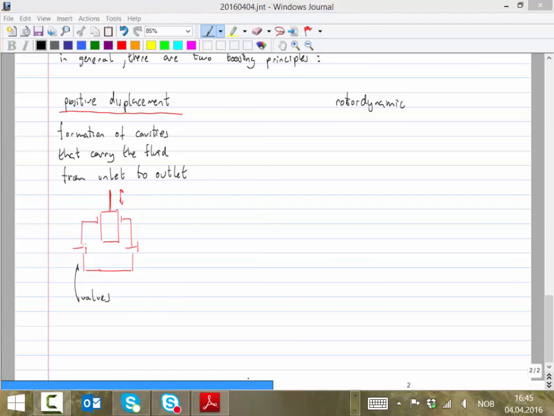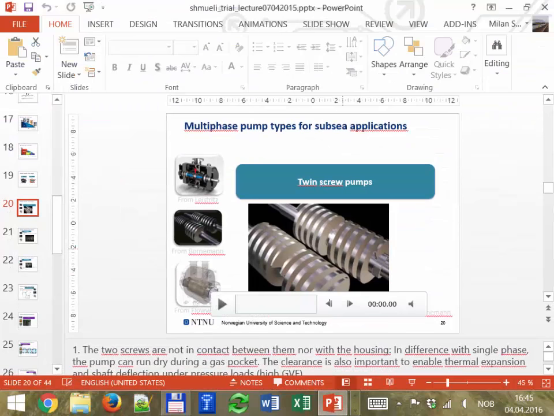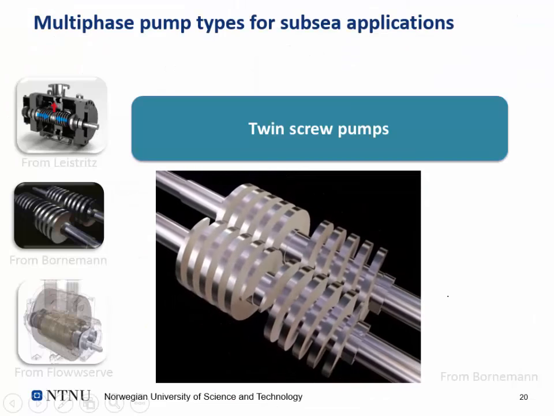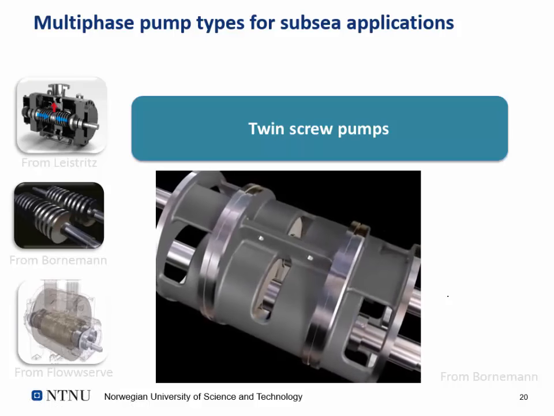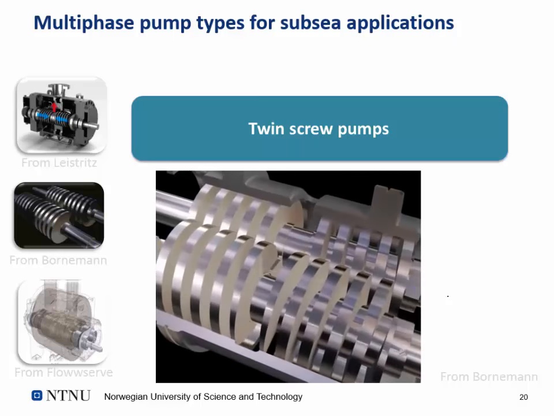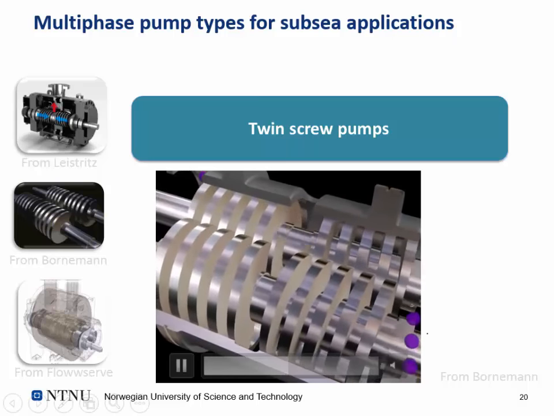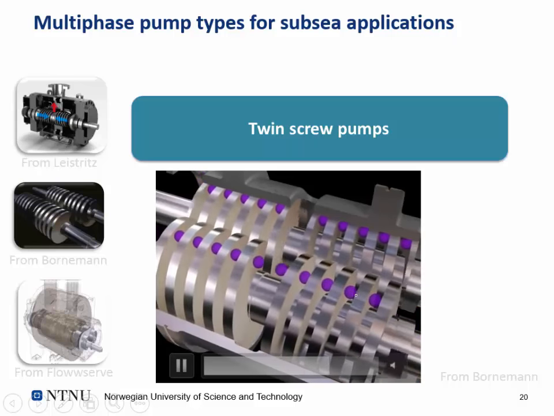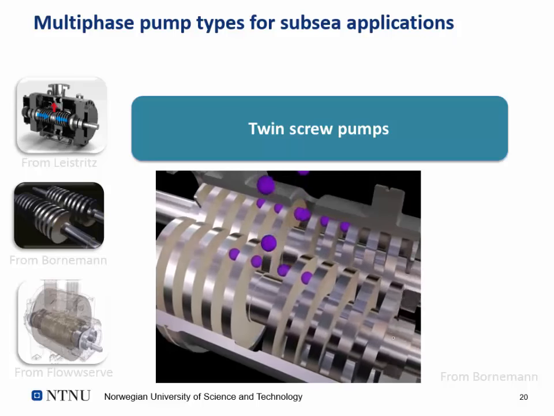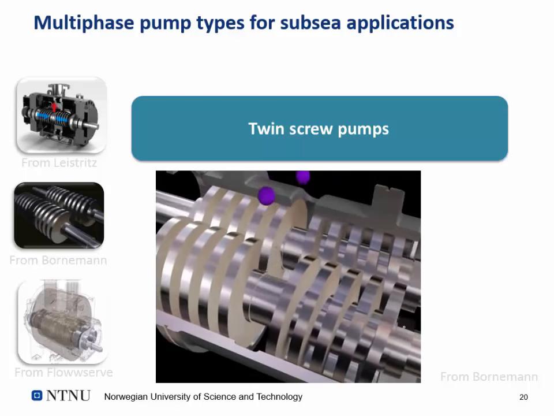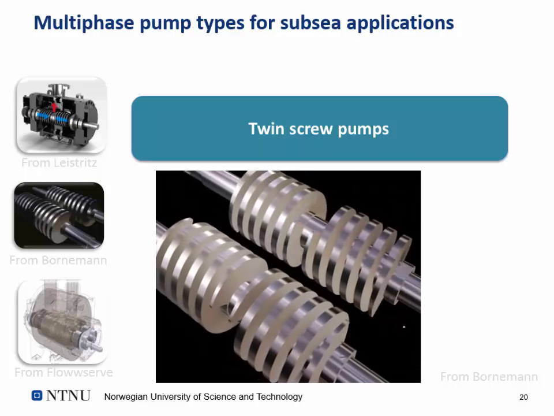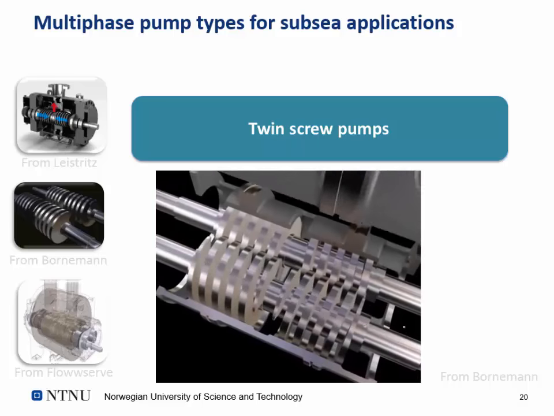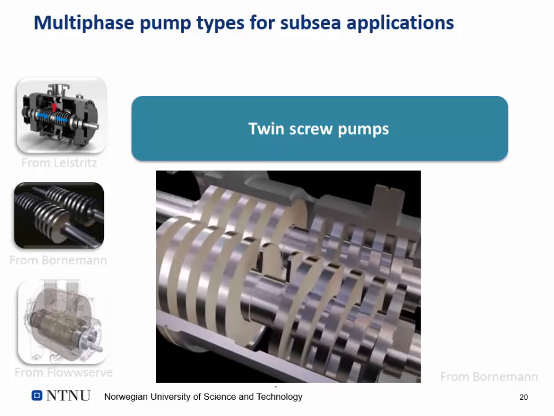Let's go straight to this video. There are two screws rotating in opposite directions, and the fluid, represented here by these violet balls, goes from the sides, commingling to the front and going up. You see the formation of a cavity that opens when the two screws rotate, the fluid goes inside, and then the cavity closes. That cavity is then moved all the way from the suction to the discharge.